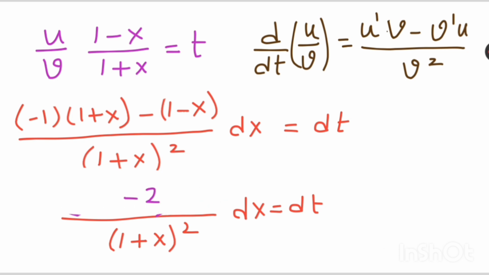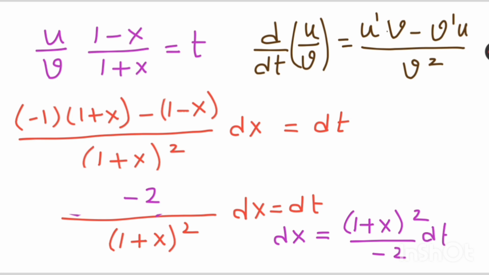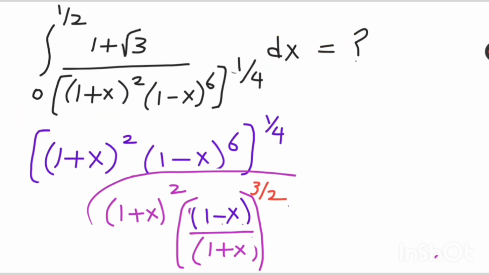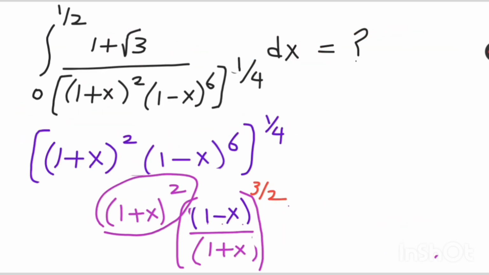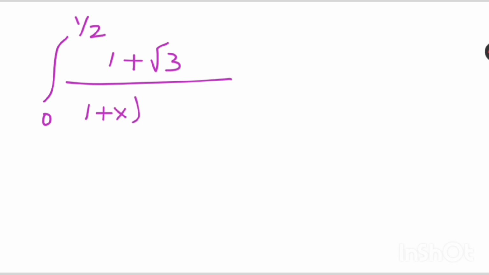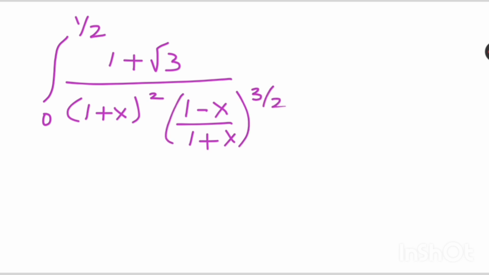So that means dx is equal to (1 plus x) whole squared over minus 2 dt. So this is the dx value. Now let's substitute these values in our integration. What we have is 0 to 1 over 2, 1 plus root 3, that is our numerator. Denominator, after simplifying, we got (1 plus x) whole squared. So let's write that (1 plus x) whole squared, and then what we got, (1 minus x over 1 plus x) whole raised to the power of 3 over 2 dx.